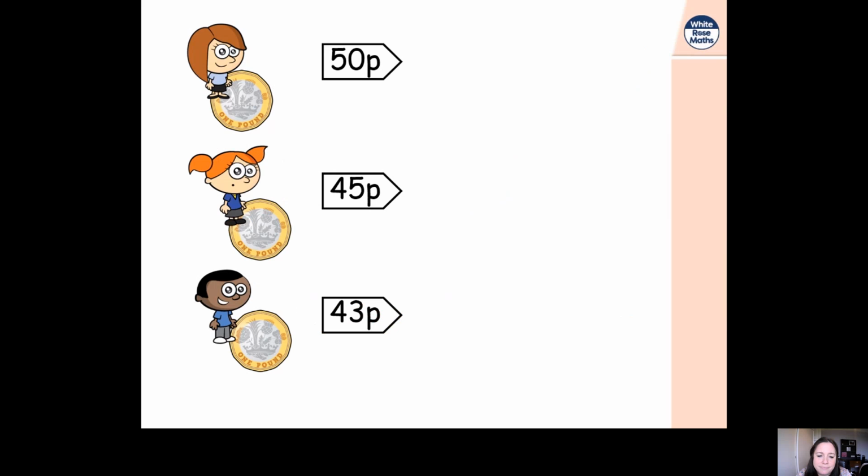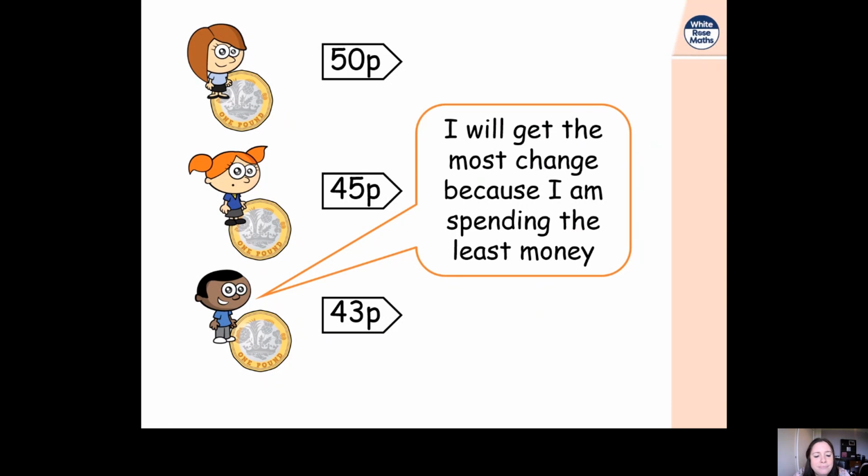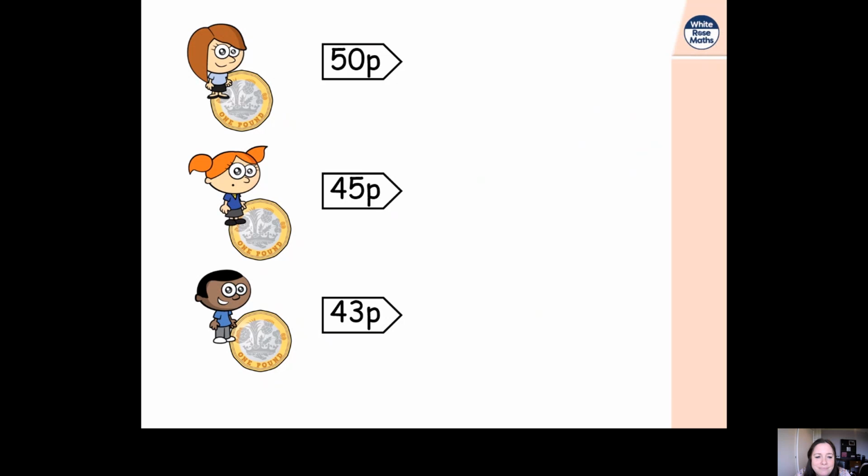Rosie, Alex and Mo each have a £1 coin. They're spending different amounts. Pause the video and have a think. How much change will each of them receive? Oh, Mo says, I will get the most change because I'm spending the least money. Is he correct? Let's see.